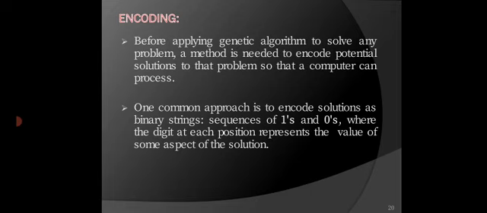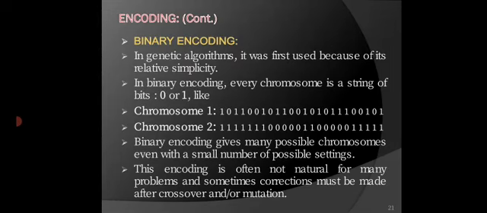So one common approach is to encode the solution as binary. So we have to convert the problem into binary coding, and binary means a sequence of ones and zeros, where the digit at each position represents the value of some aspect of the solution. The problem is converted into binary digits. So there are many methods of encoding. First is binary encoding.